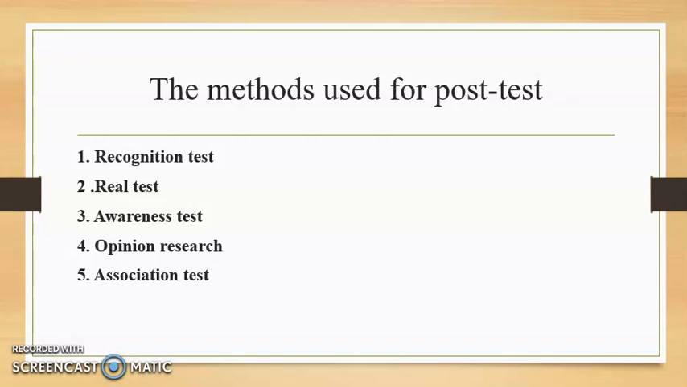Let us go through some of the post-test methods. So post-test methods are conducted after publishing the advertisement, that is after spending money to publish the advertisement. So even after publishing, we need to know how effective was the advertisement. We need to test the effectiveness of the advertisement. So for that, we have 5 methods, and in that the first one is recognition test.